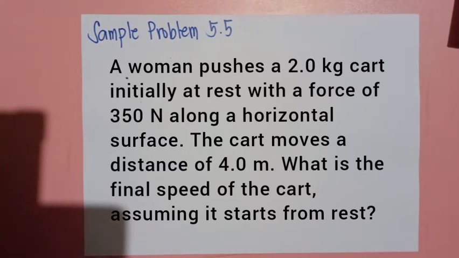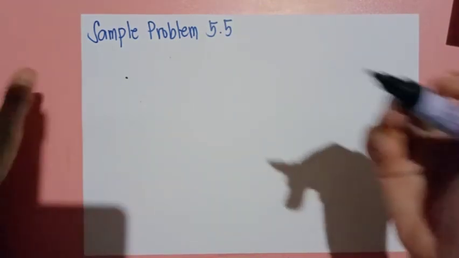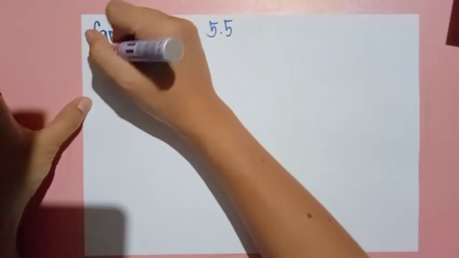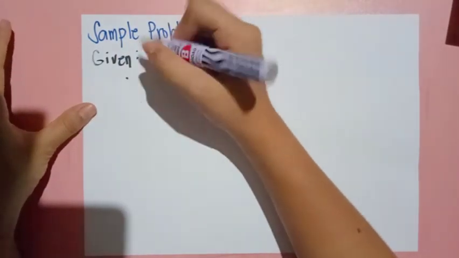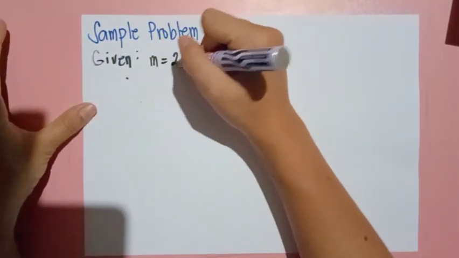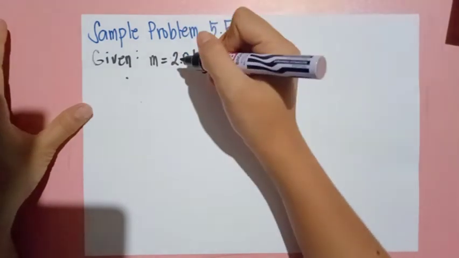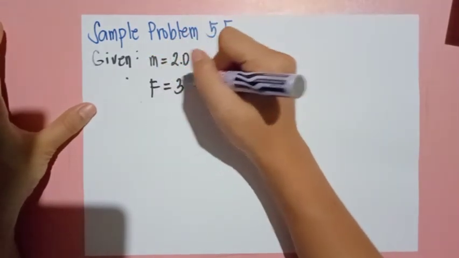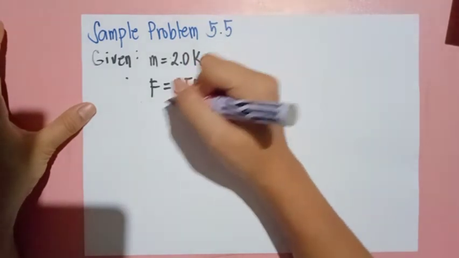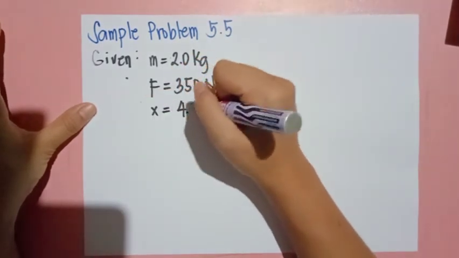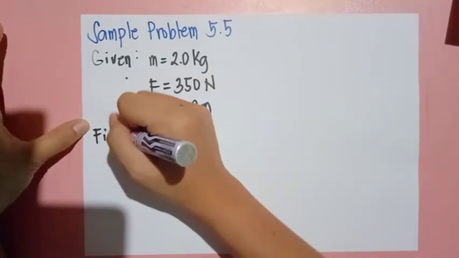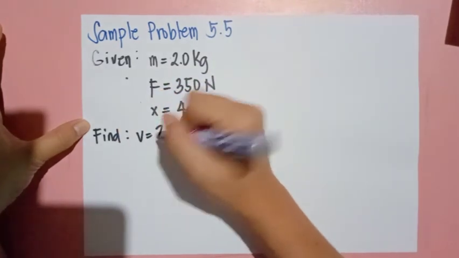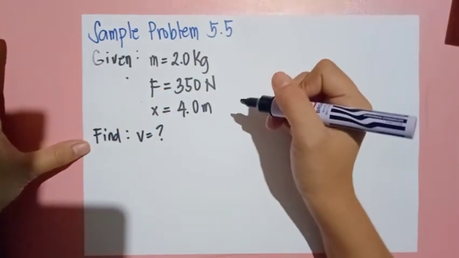So let's first have the summary of the quantities that we are going to deal with. We have mass, which is 2 kilograms, force, 350 newtons, distance, 4 meters, and we have to find the final speed.